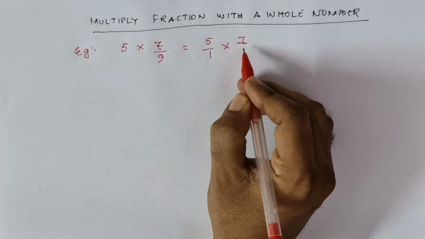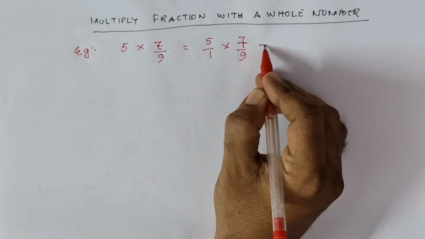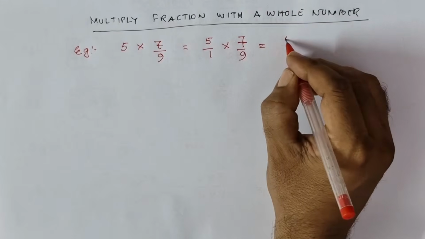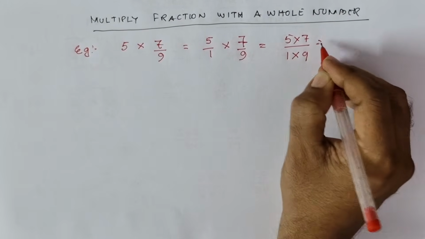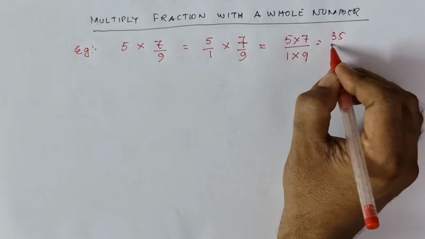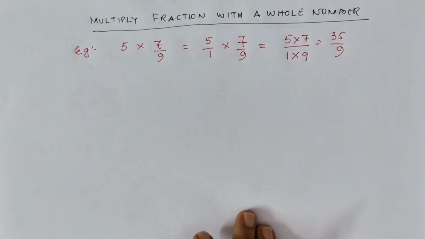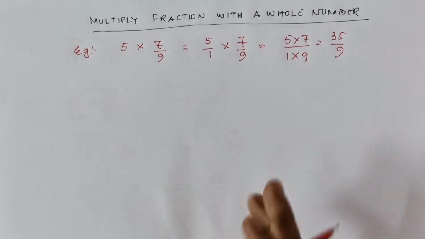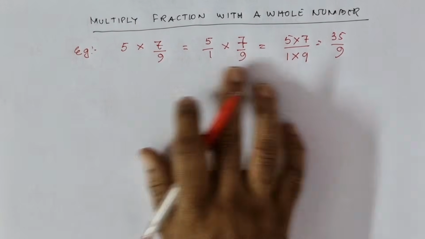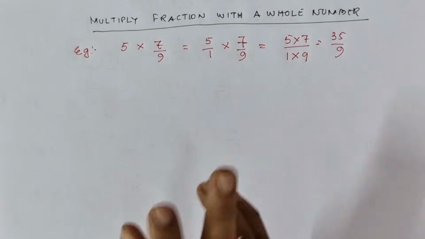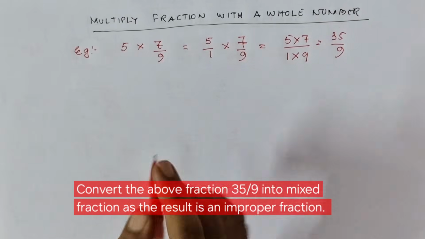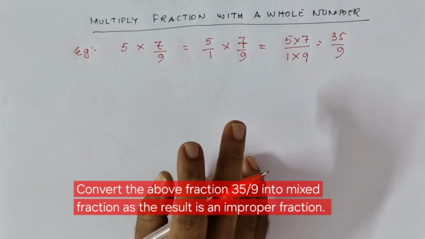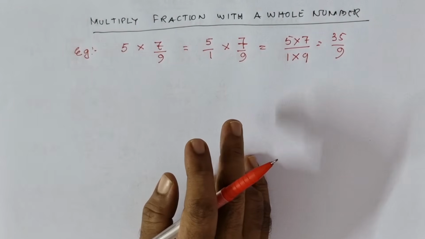So in any case, if you have a whole number, represent it in this way as a fraction. So multiply by 7 by 9. Now it becomes easy. Multiply the numerator 5 by 7, multiply by the denominator. So 35 by 9. See, multiplying a fraction with a whole number becomes easy. Got it? So if your result is improper, always convert it into a mixed fraction, right? So what is the tip? When the result is improper, convert it into a mixed fraction.